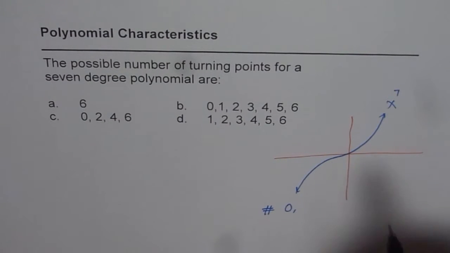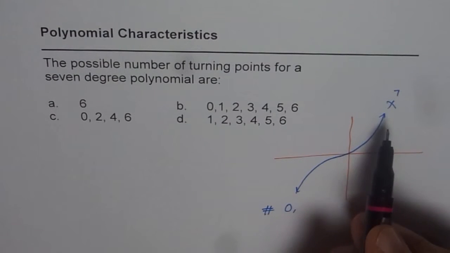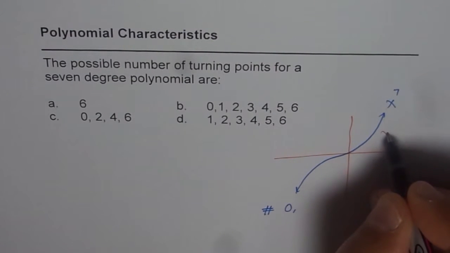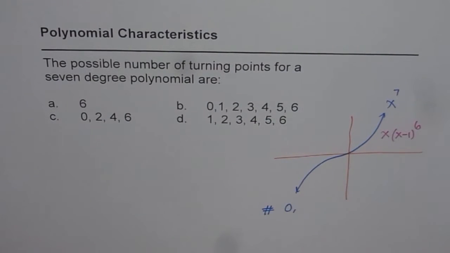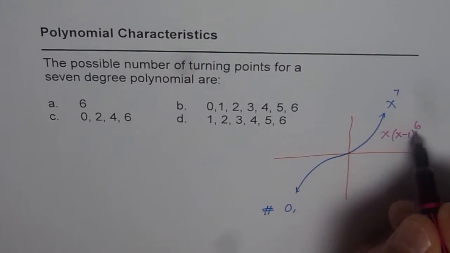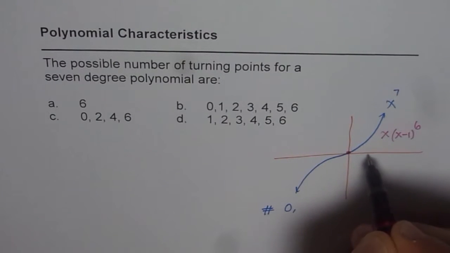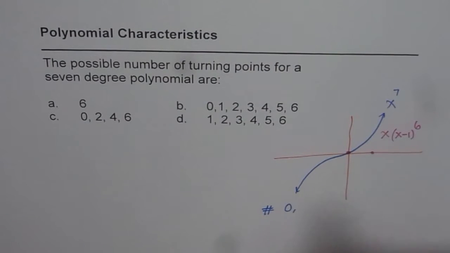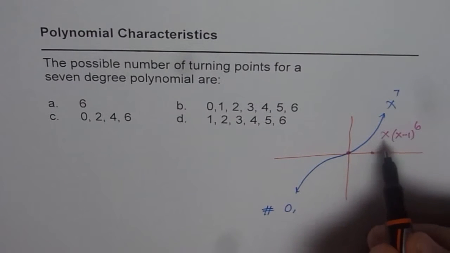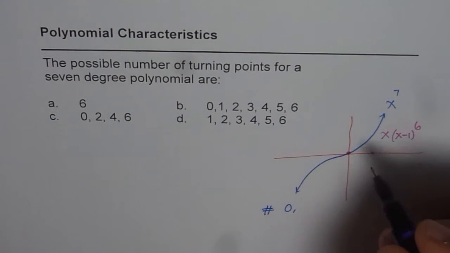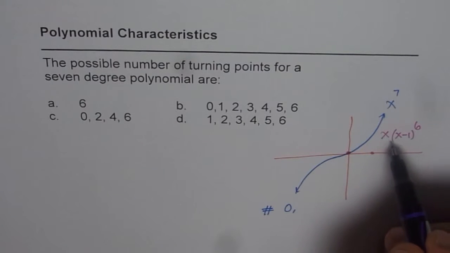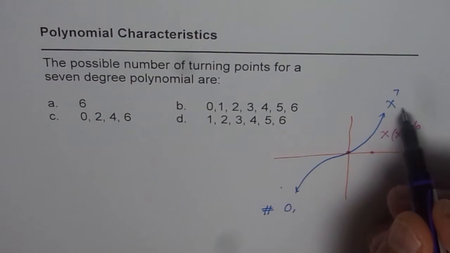Now, if I take a 7-degree polynomial, which is x times (x minus 1) to the power of 6, for example, that means it has 2 zeros. One is right there and the other one is, let us say, at 1. So in that case, what happens? Let me try to sketch this polynomial. Since the leading coefficient is positive, we are just making an approximate figure here. The end behavior is that it moves from quadrant 3 to quadrant 1.